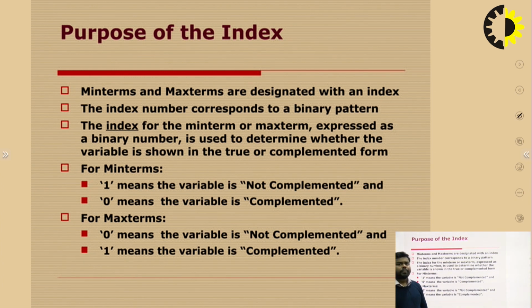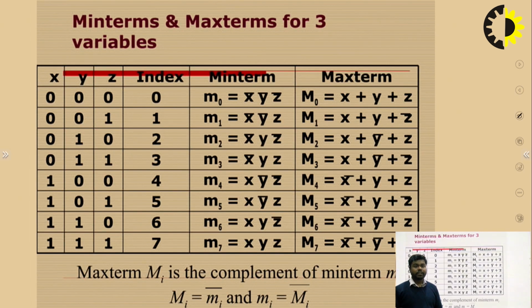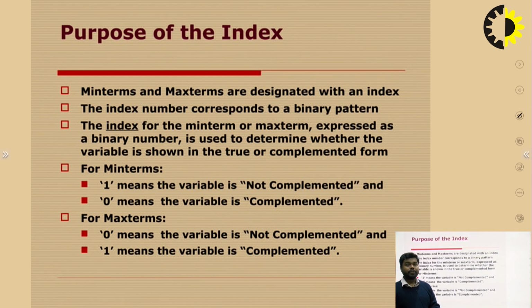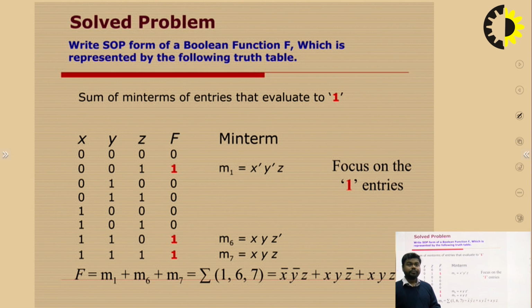Okay, the purpose is for indexing, so that you can design the index, because you can make the min term and max term like this. You can show these values, and you can solve the Boolean expression, or solve the K map, through the min term and max term easily. For that purpose we are using the index.